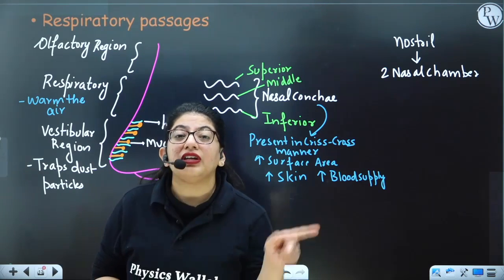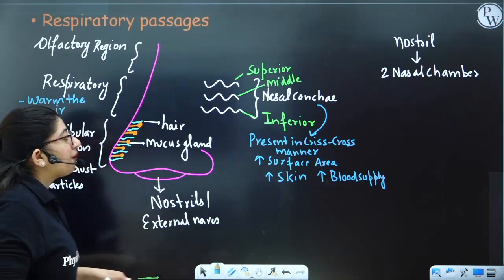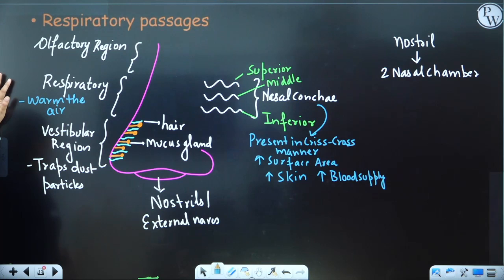So that's why we need to warm the air. Fine. So here we are warming up the air in the respiratory region. In the vestibular, we are cleansing the air. Vestibular is for cleaning the air. This one is to warm the air.